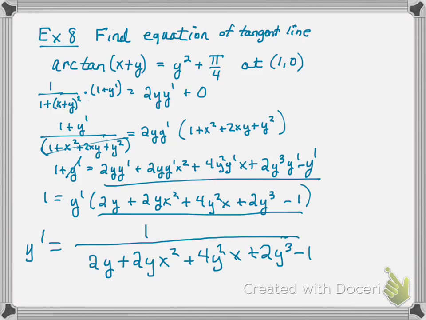Alright, so there is my y prime, and remember, in order to find the slope of the tangent line, I simply need to plug this point into my derivative, and that will tell me the slope of the tangent line. So if I replace every x with a 1 and every y with a 0, well, this has a y, so that goes away, this has a y, so that goes away, and all I have left is 1 over negative 1. So that means my slope is negative 1.